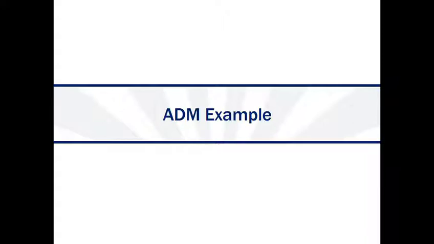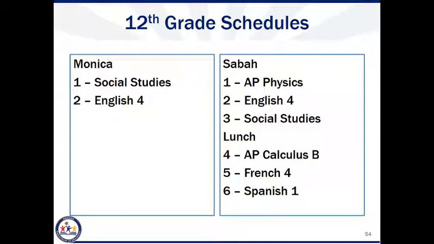So let's take a look at ADM and FTE. We're going to take a look at this 12th grader here. So Monica, which is myself, I'm a 12th grader and I'm only taking 2 classes because I've excelled and I decided I want to get a part-time job, so I'm taking these 2 classes. So I'm taking Social Studies and English 4.